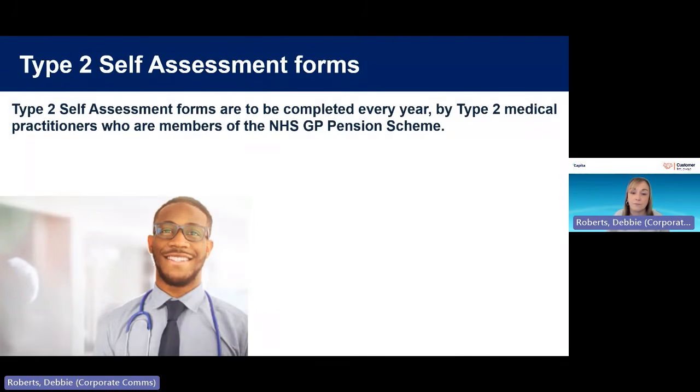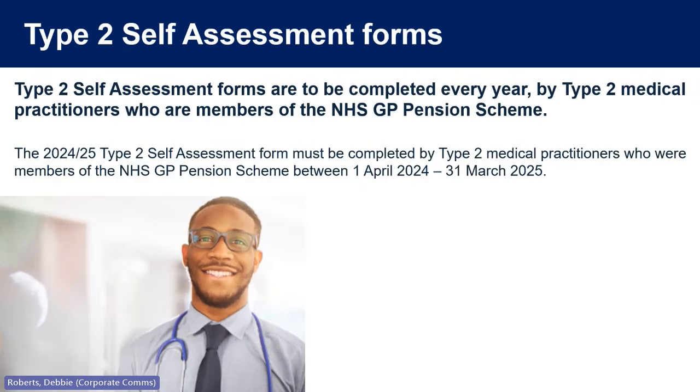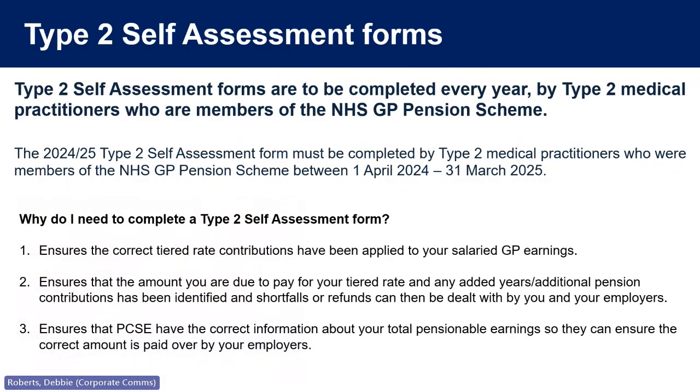Type 2 self-assessment forms are to be completed every year by Type 2 medical practitioners who are members of the NHS pension scheme. The 2024-25 Type 2 self-assessment form must be completed by Type 2 medical practitioners who are members of the NHS GP pension scheme between the 1st of April 2024 and the 31st of March 2025. So why do you need to complete a Type 2 self-assessment form?